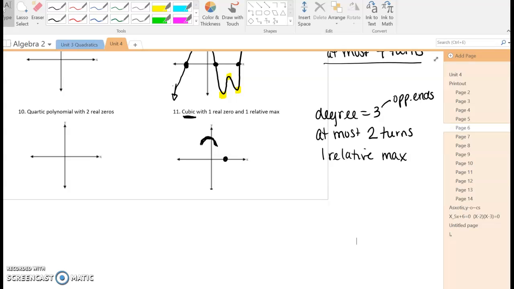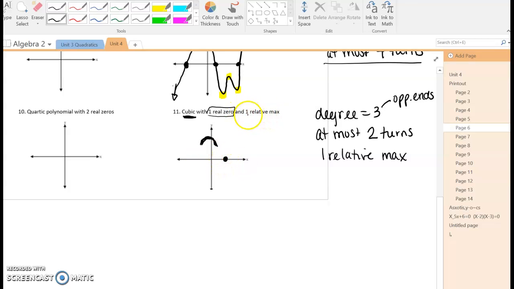Okay, so like I was saying before, that got cut off. This polynomial for number 11 is cubic. That to me means degree of 3. It also tells me that the two ends should be doing opposite things. It has one real 0, so I mark that by putting 1 point on the x-axis.